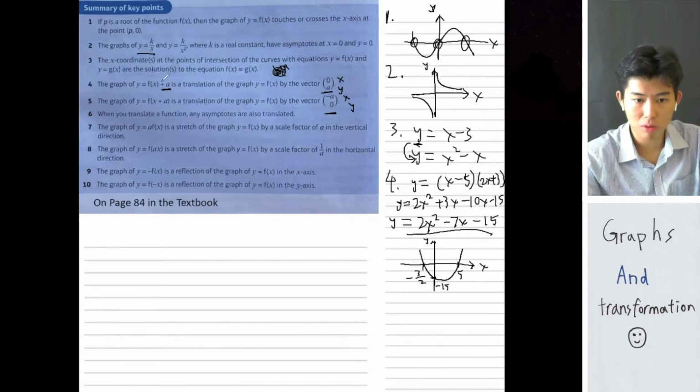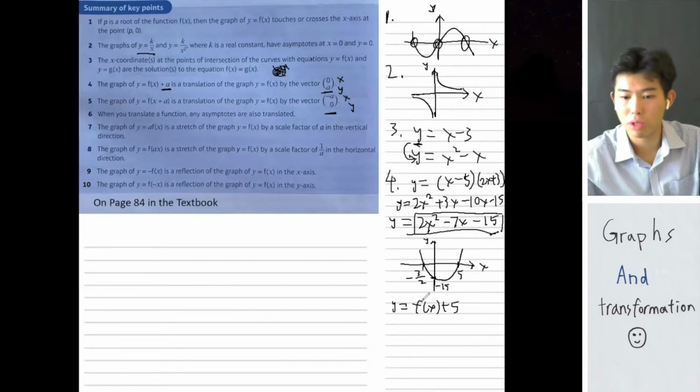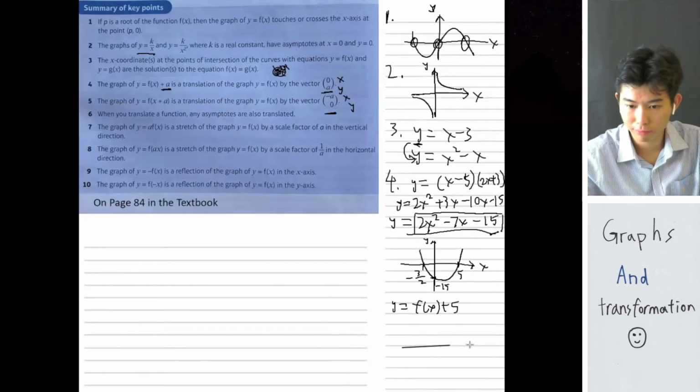Okay, so back to the concept for part 4. If I say y equals f of x plus a, substitute any number for a. Let's say I put plus 5. So what does that mean? y equals f of x is basically this equation here already, and plus 5 means the whole curve will move up by 5 units. So it will look something like this. The y-intercept would be minus 10.